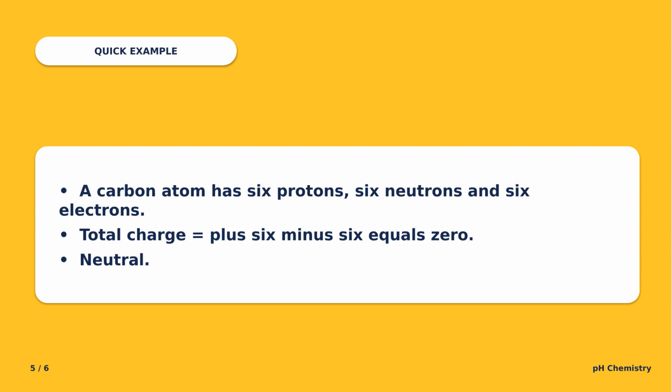Quick example. A carbon atom has 6 protons, 6 neutrons and 6 electrons. Total charge equals +6 minus 6 equals 0. Neutral. Change the electron count and it becomes an ion. Change the proton count and it isn't carbon anymore.